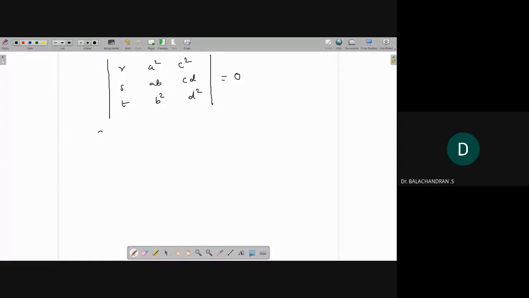So r into, leave this column, leave this row, a b d square minus b square c d, minus s into, expanding about this column, leave this column and leave this row, a square d square minus b square c square, and then plus t into, leave this column and leave this row, a square c d minus a b c square, is equal to 0.